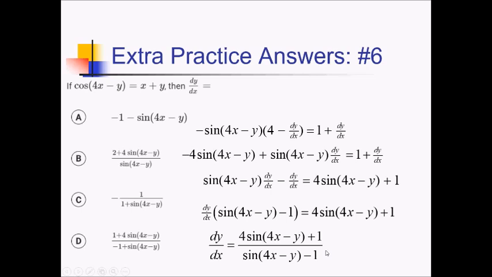Let's see here. It's a little bit out of order, but choice D, 1 plus 4 sine of 4x minus y, that matches the numerator. And the denominator, well, let's see here. This is a little bit messy. We've got -1 plus sine of 4x minus y. Yep, that's right. That matches. So then choice D.